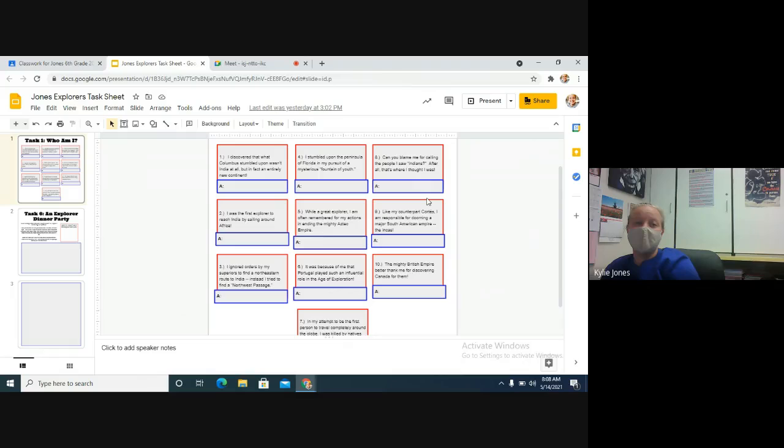Wait, so they're not all about Columbus? They're not all about Columbus. There are 10 different explorers we're going to talk about. We got to match the explorer to the description of what they did.